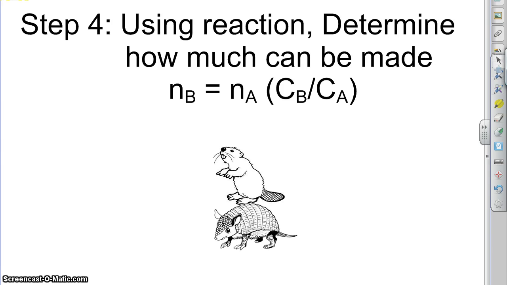Use the coefficient ratio. To get the moles of B, we take the moles of A times the coefficient ratio, B over A, beaver over armadillo, not the other way around. The armadillo's hard shell will hold the beaver up without crushing him, so everything will be fine. That's your formula. Moles of B equals moles of A times coefficient B over coefficient A. And that is step 4.